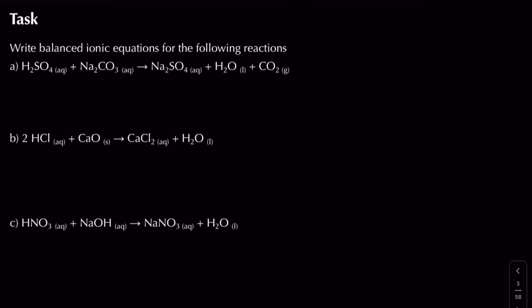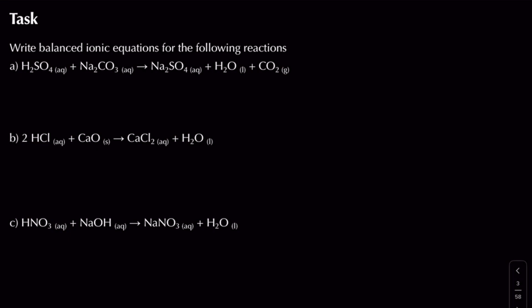Now, moving on, I want you to have a go at the following. I want you to pause the video, have a go at these, and then resume once you're ready to go over the answers. So you're looking at these questions then. We've got the first one, which is sulfuric acid, sodium carbonate, sodium sulfate, water, and then carbon dioxide.